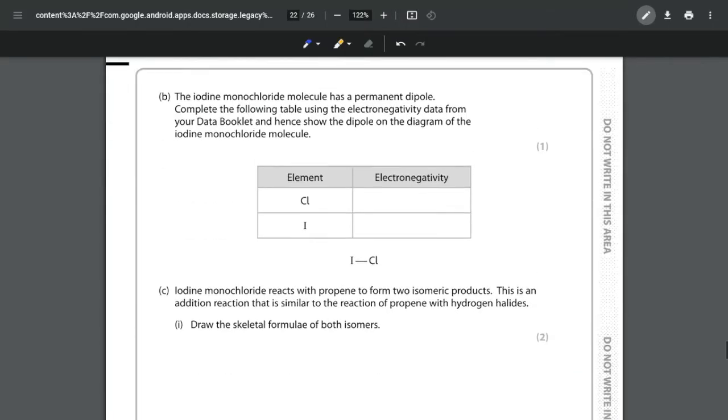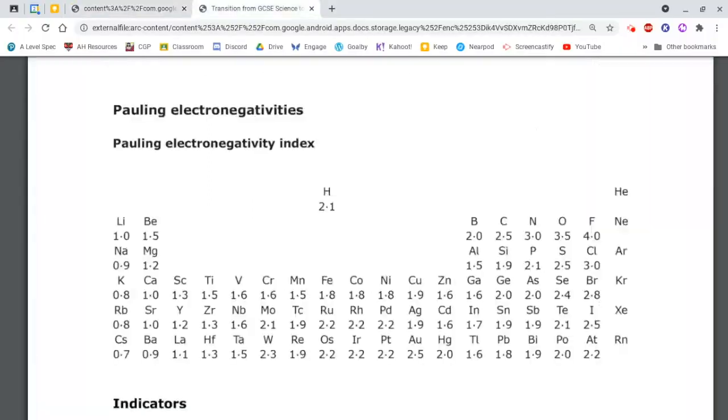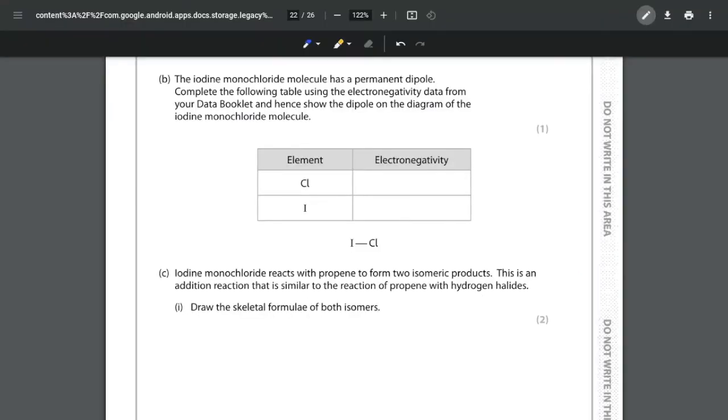Part B is talking about the permanent dipole that we have in iodine monochloride, and we want to complete the table using the electronegativity data from the data book and then show the dipole on the diagram. This should be one of the easiest questions in the entire paper, because to fill in the electronegativities, you simply go to the data book and you look them up. So we have got chlorine, which is 3, and iodine, which is 2.5. And all we have to do is put those numbers into our table. So there's 3 for the chlorine and 2.5 for the iodine.